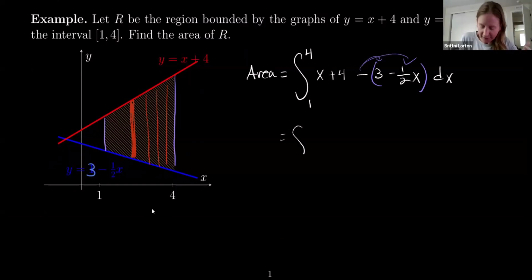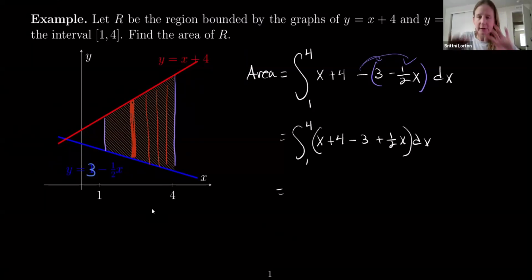And then we'll simplify it. That becomes the integral from 1 to 4 of x plus 4 minus 3 plus 1/2 x. Don't forget that dx notation. And you'll often see that with the parentheses around the integrand. That's technically always there. I tend to skip writing that, but you certainly can keep those there to be more accurate.